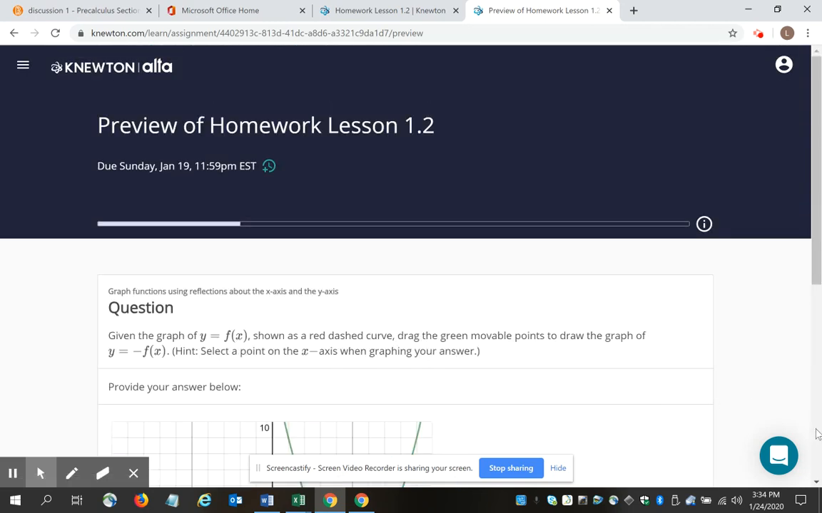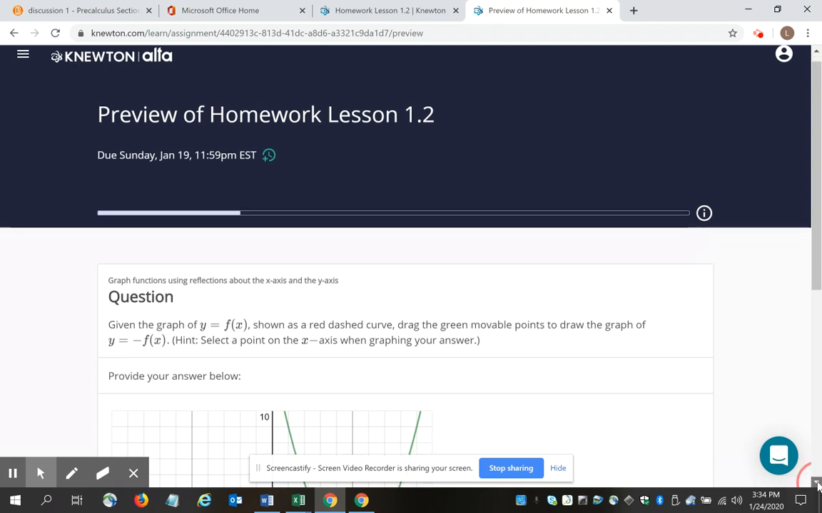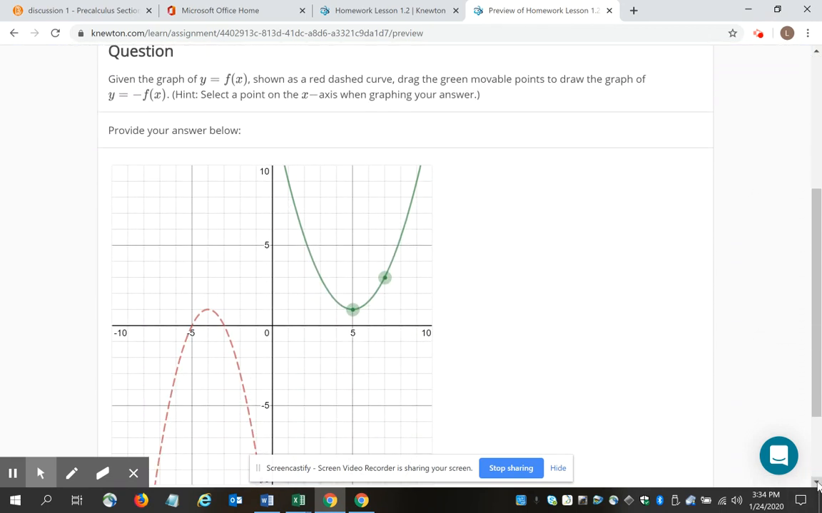Okay, with this one, it says, given the graph of y equals f of x, shown as the red dashed curve, drag the green movable points to draw the graph of y equals the negative x. It says, hence, select a point on the x-axis when graphing your answer. Okay, so again, the first thing I want to do is I'm going to kind of drag the green one over here, and I'm going to get it on top of the red so that it hides the red one.